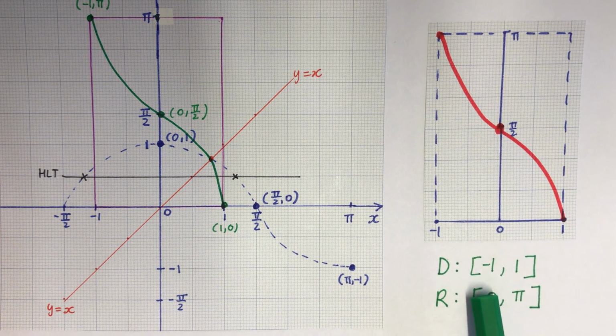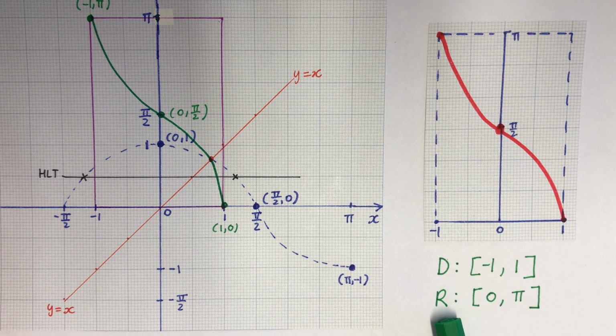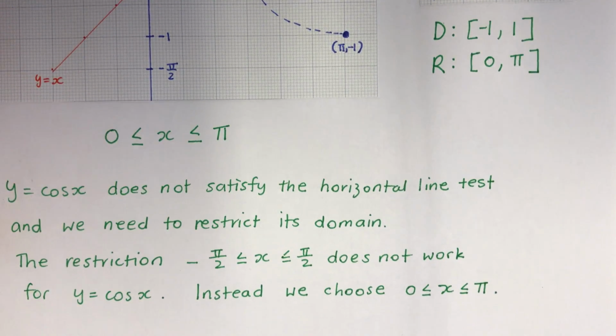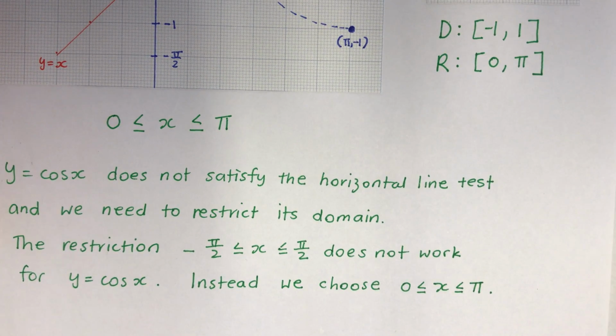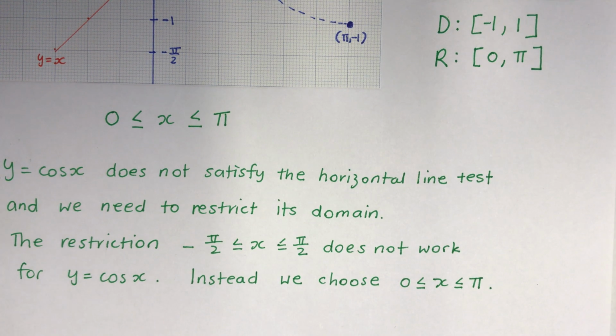Our domain is minus 1 to 1, which is the same as sine, but the range is not minus pi over 2 to pi over 2, it's 0 to pi, because otherwise it doesn't work. So that's the explanation right there. We agreed to have 0 to pi.